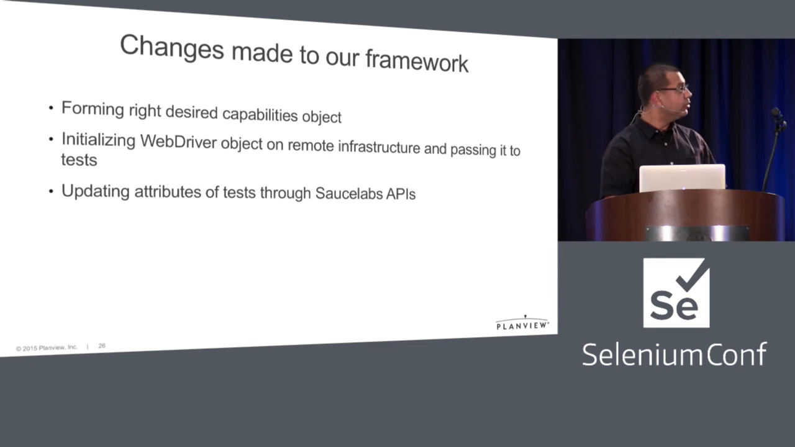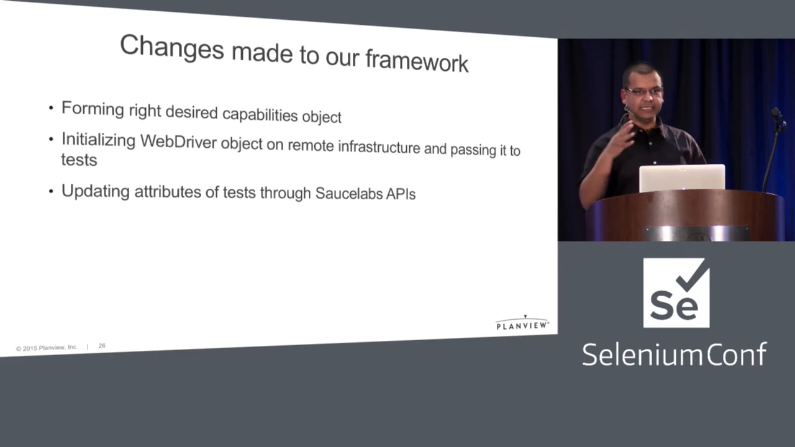So in order to enable running this suite on third-party infrastructure, there were certain changes required in the existing framework that we have. So first task was to form the desired capabilities object, having the details of device, operating system, browser type, and the version. Next change was initializing instance of WebDriver on the third-party infrastructure and passing this WebDriver instance to your tests, so you don't need to make any change to the existing tests in the Smoke suite.